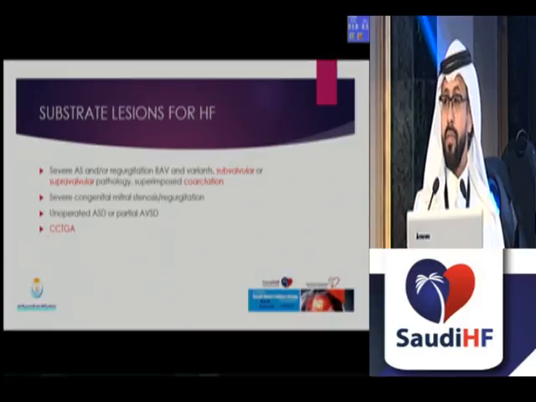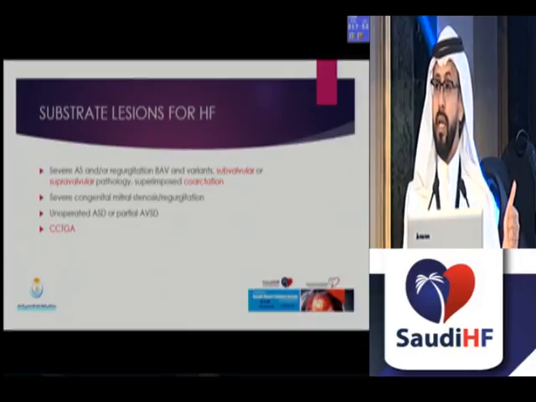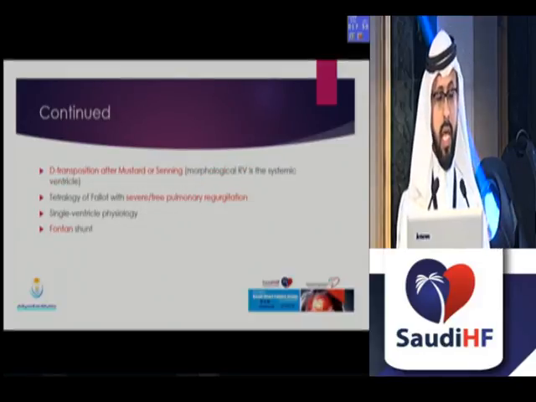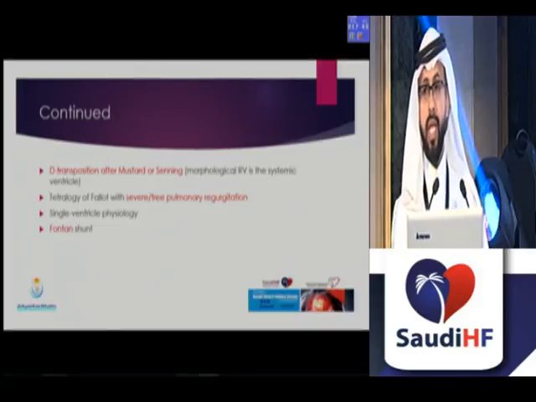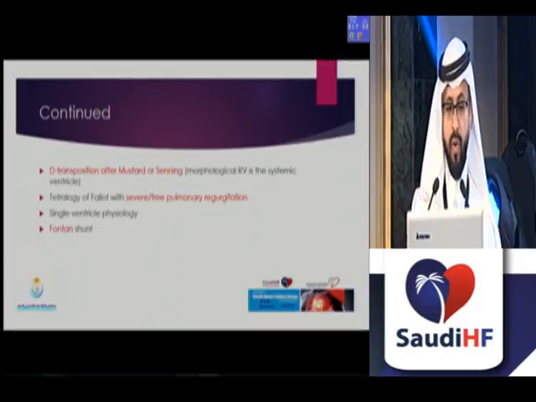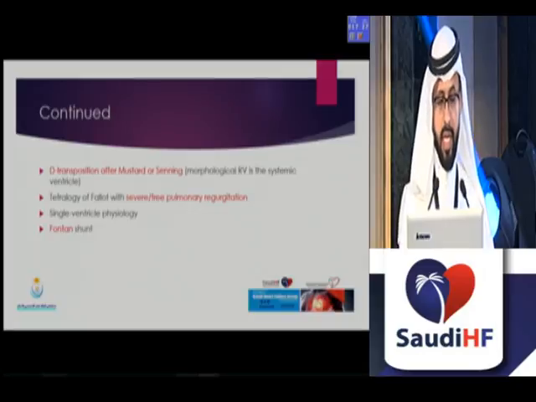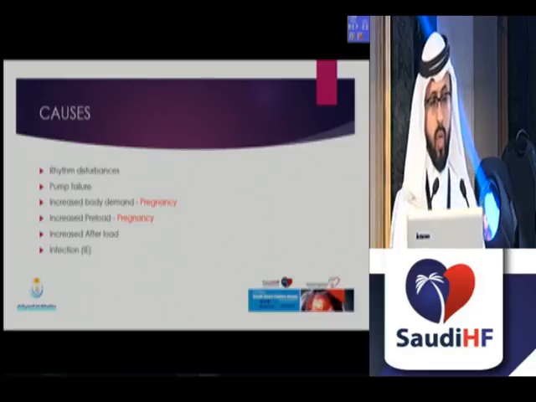The usual substrate lesions that lead to heart failure in complex congenital heart disease are complex left heart obstructive lesions, CCTGA or LTGA, D-transposition with Mustard or Senning palliation. We don't do it anymore now, very, very rare, and we don't see them a lot. But the problem with these patients is that the morphologic right ventricle is the systemic ventricle. Of course, tetralogy of Fallot we see a lot, and their main problem is the severe pulmonary regurgitation. Single ventricle and Fontan, as we all know.